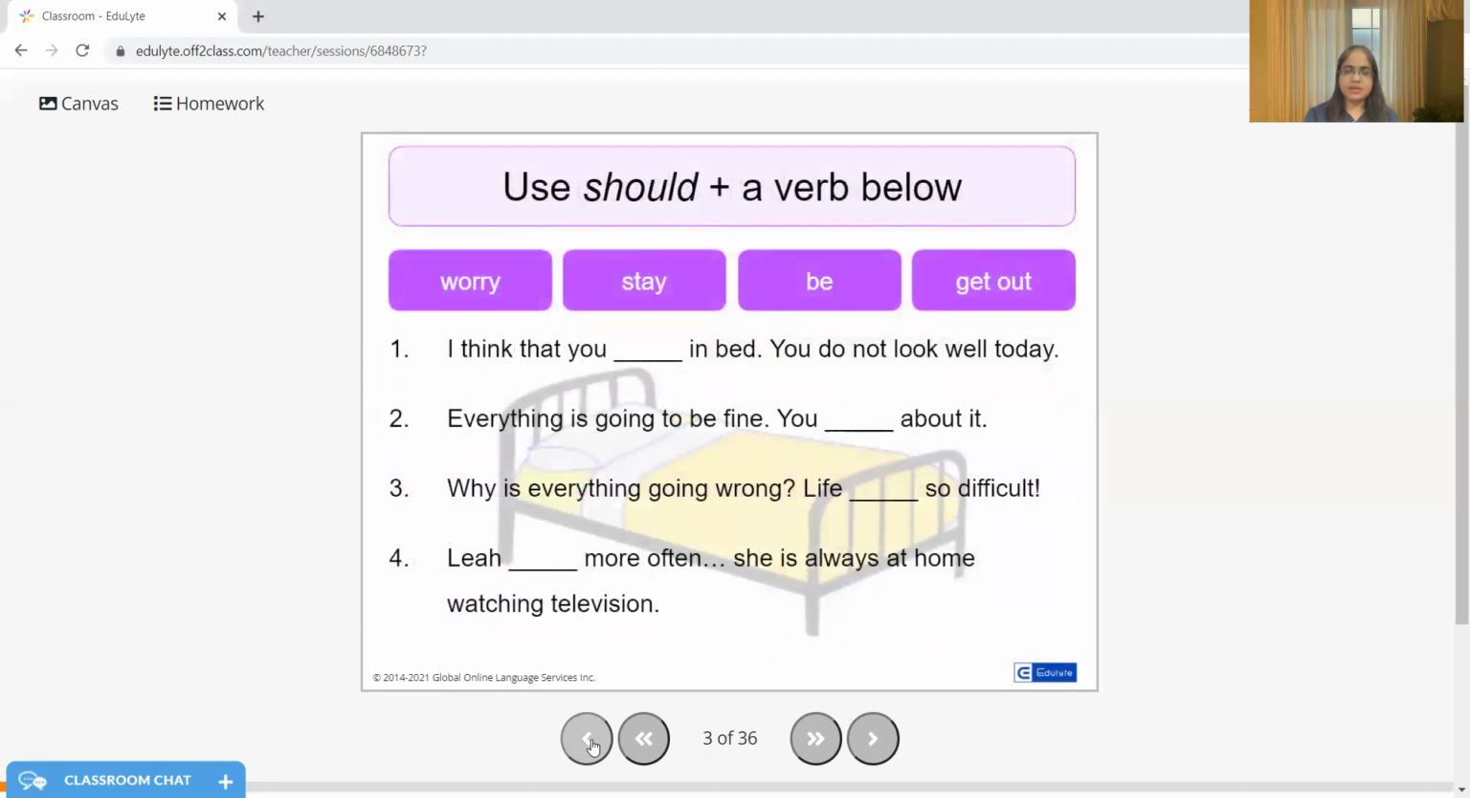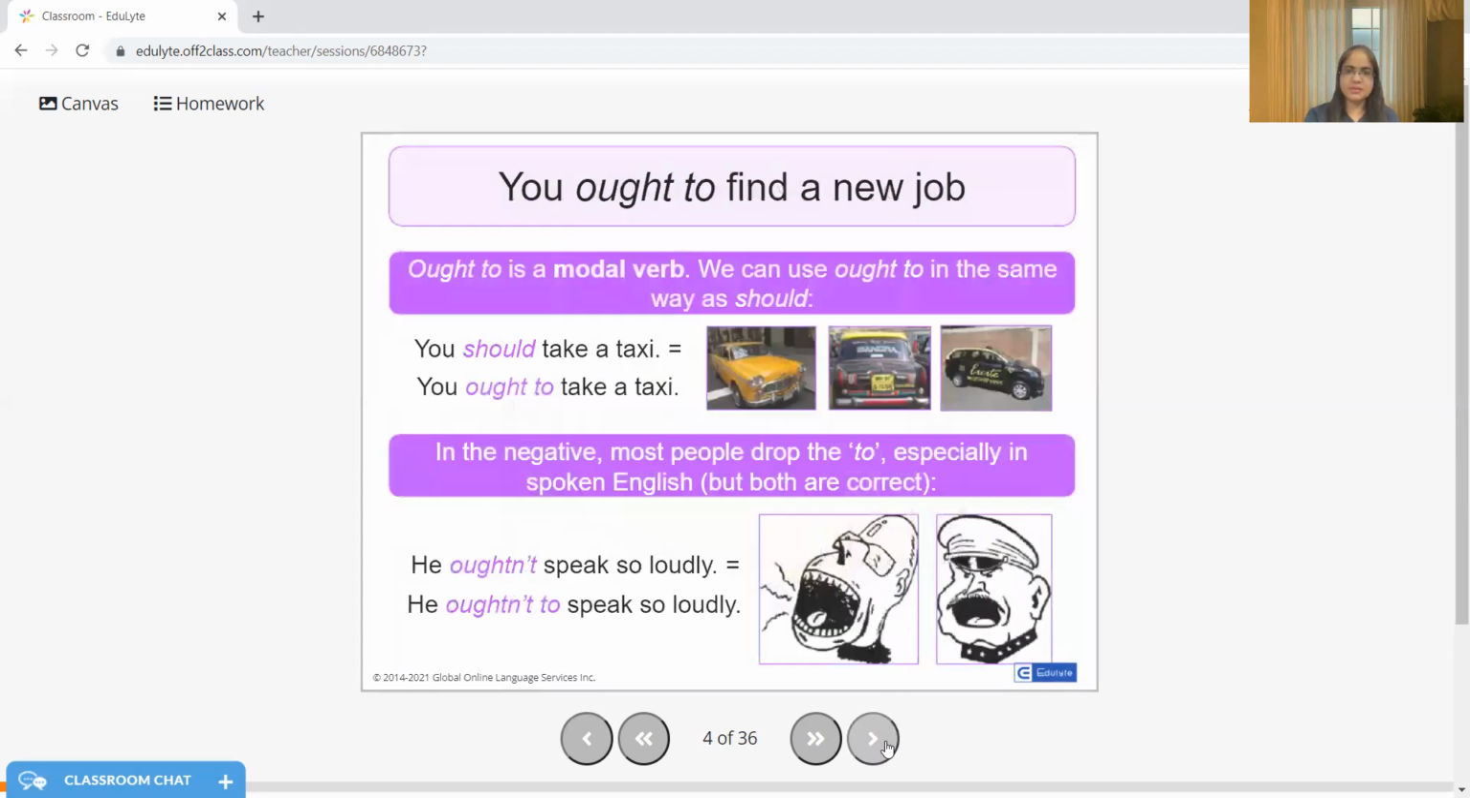So let's fill up the blanks together. I think you should stay in bed. You do not look well today. Everything is going fine. You should not worry about it. Why is everything going wrong? Life should not be so difficult. Leah should go out more often. She's always at home watching television. So in all the sentences, I am sharing my suggestions.